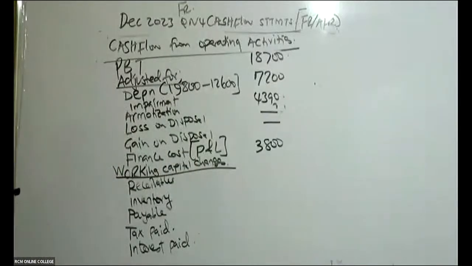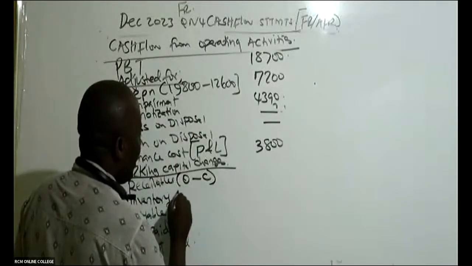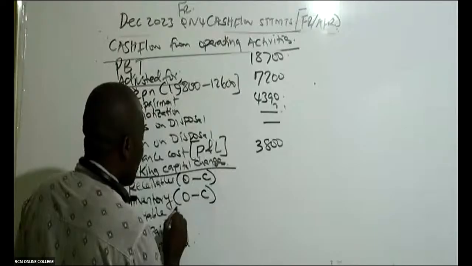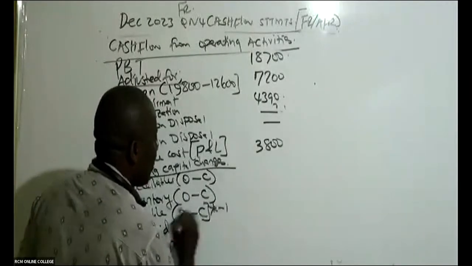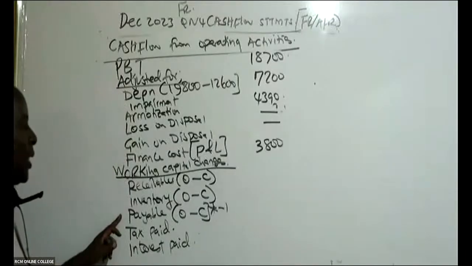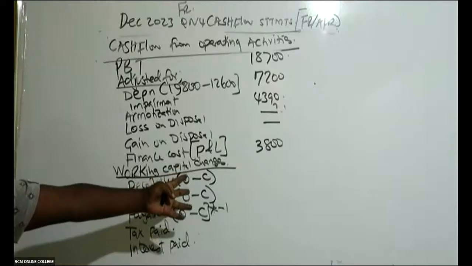Then you come in this case here to working capital changes. Working capital changes, these are free marks. Why are they free marks? Because it is all about saying O minus C. For a payable, a liability, you say O minus C multiplied by -1, because being a liability, you must change it. O is opening, C is closing.